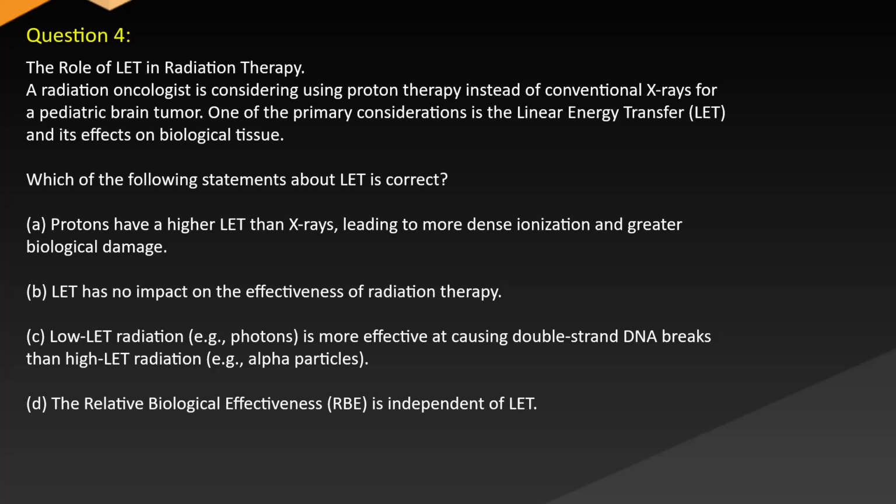C. Low LET radiation, e.g. photons, is more effective at causing double-strand DNA breaks than high LET radiation, e.g. alpha particles. D. The relative biological effectiveness, RBE, is independent of LET.